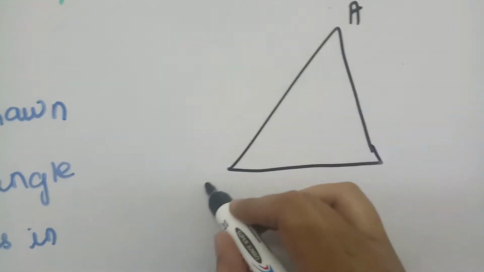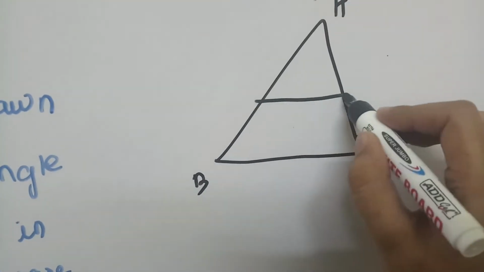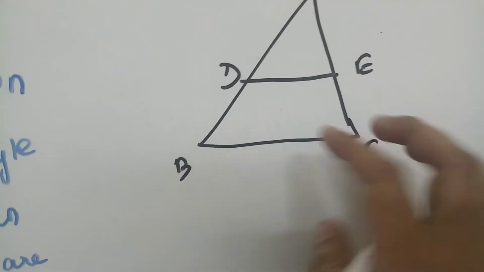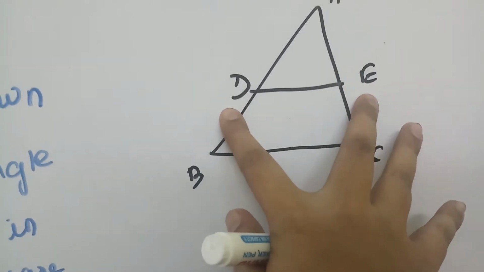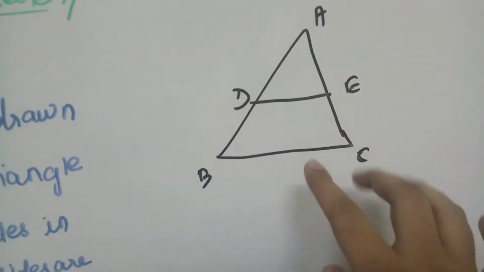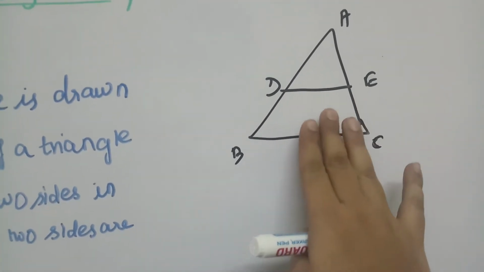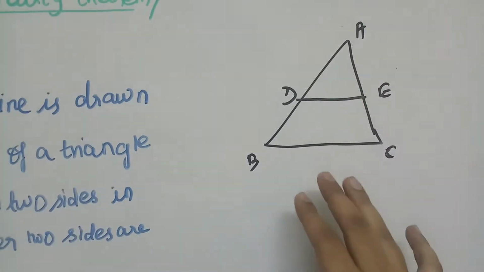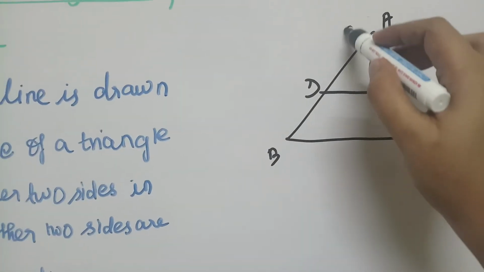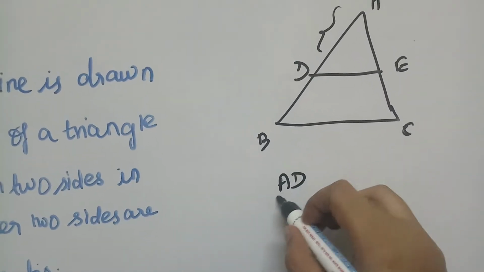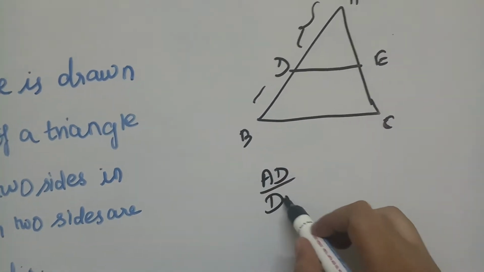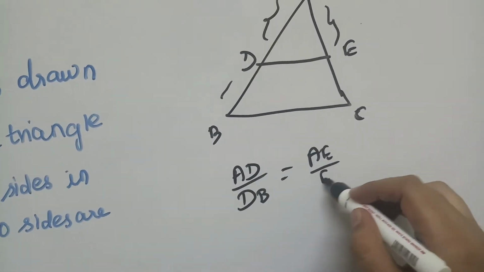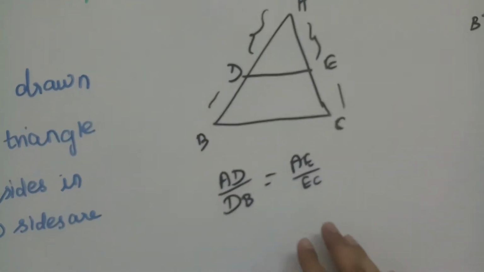So I have a triangle ABC and a line parallel to one side of the triangle, that is BC, and it intersects the other two sides of the triangle, that is AB and AC. If I have a line parallel to one side of the triangle, then I can write in a proportional form, that is AD by the remaining part DB equal to AE by the remaining part EC. This way we can write.